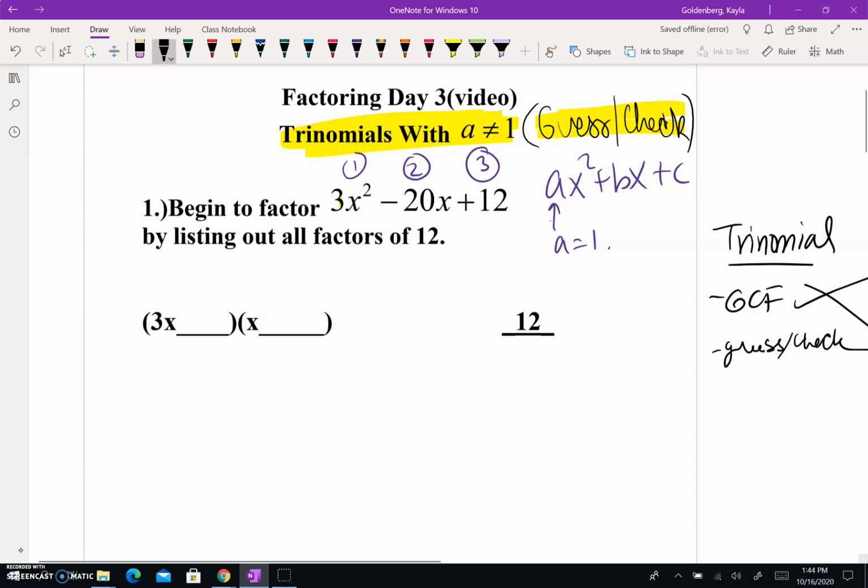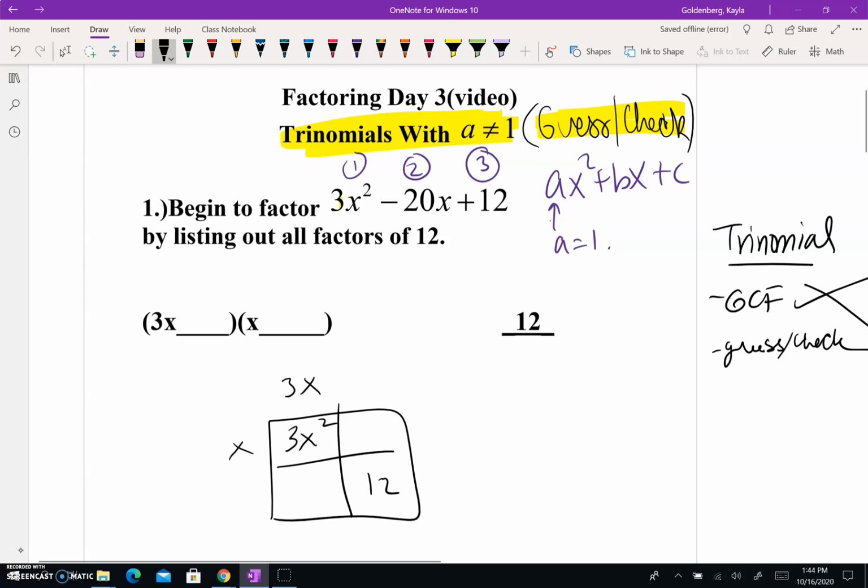Guess and check. So the way that guess and check works is we know that if it's 3x squared, it's going to be 3x and x, right? If you're thinking about it in terms of an area model instead, it's going to kind of look like this. And we know that there's a 12. So the hard thing with this is it's not just what multiplies to be 12, but what adds to be negative 20. And the reason why is because this 3 is going to kind of mess it up. Notice whichever number is here, when I do my multiplication, it's going to be 3x times that. So whatever number is here is going to be tripled.